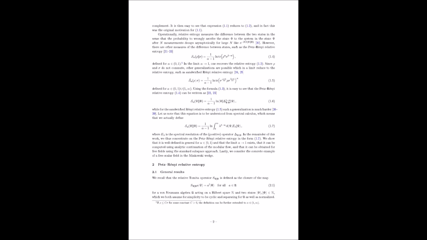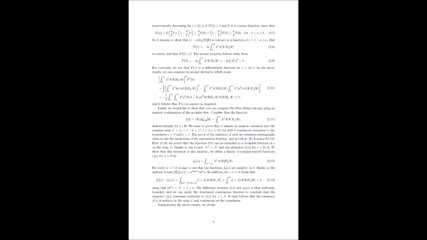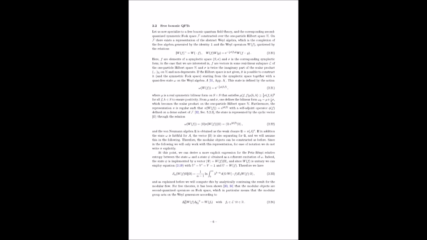So by carefully analyzing the mathematical structure of the Petz-Rényi relative entropy, they're able to establish these essential properties that will be crucial for their later calculation. Exactly. And these properties have important implications for understanding how entropy behaves in quantum systems. For example, the non-negativity of entropy is a fundamental principle in thermodynamics. And the monotonicity property tells us that as we increase the parameter alpha, the entropy can only increase or stay the same. That makes sense.